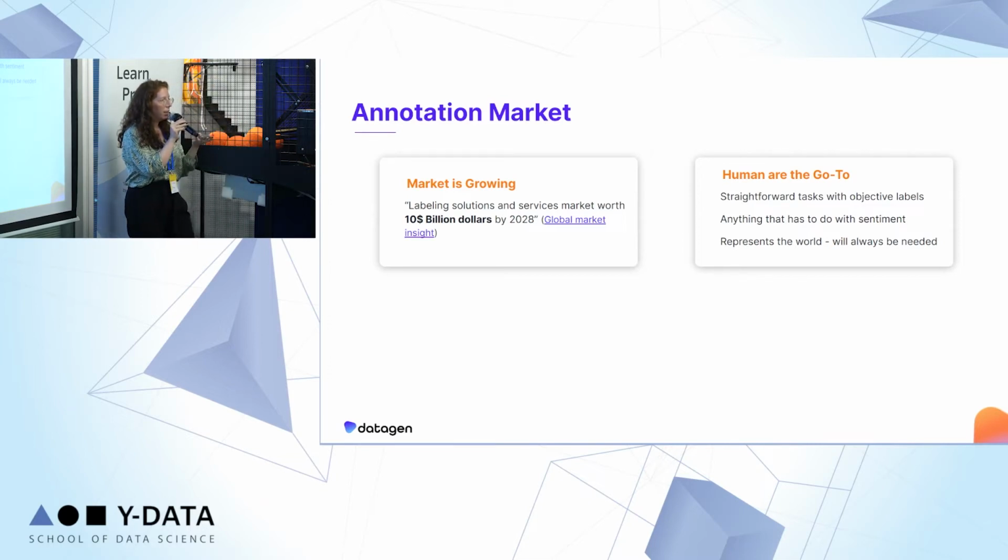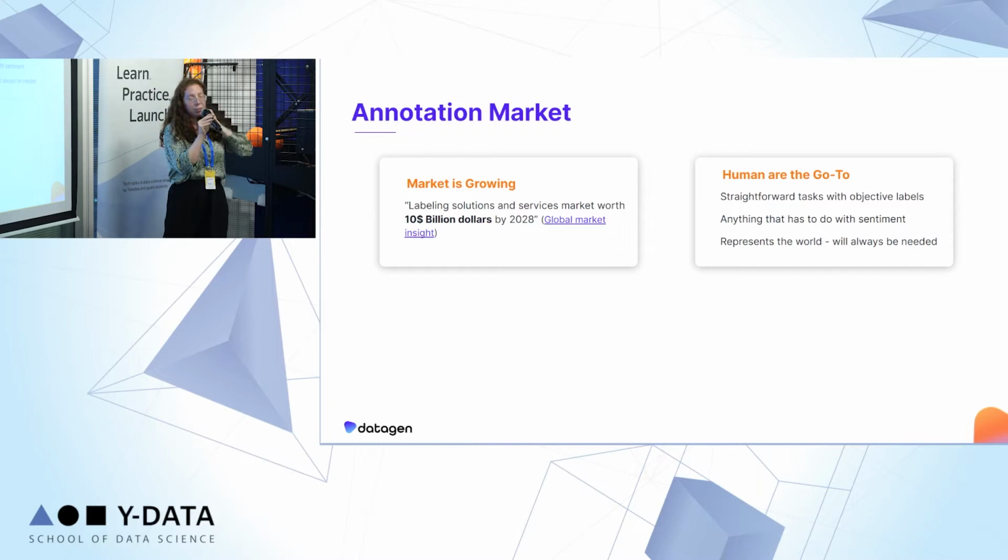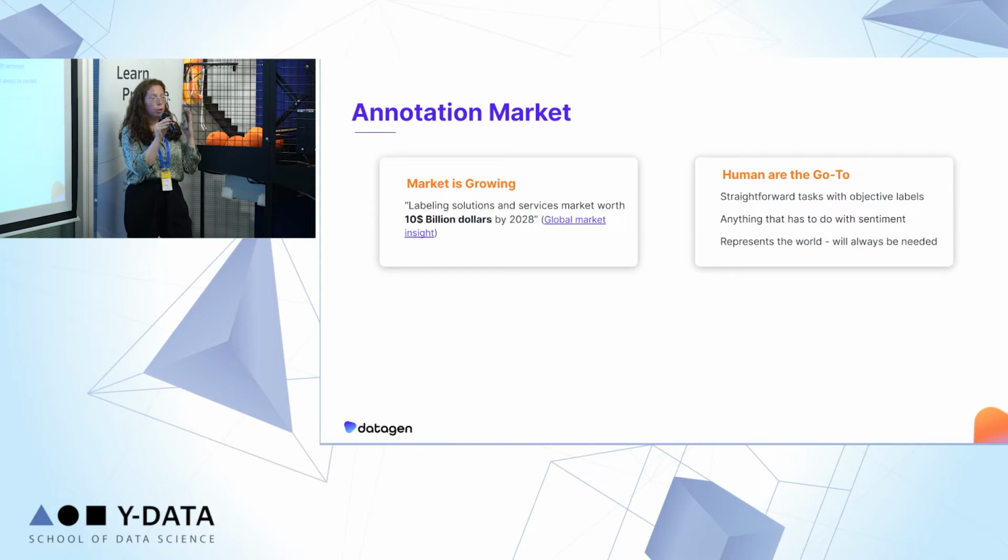And that makes sense, right? Humans are doing a wonderful job when it comes to tasks that are straightforward, where the labels are clear and well-defined, like I talked about an apple before. And additionally, of course, humans have the superpower of being human. So any task that involves sentiment or humor, sarcasm, or those types of more human elements, I don't think a bot will ever be able to annotate automatically. So my point here is that human annotations will always be needed.